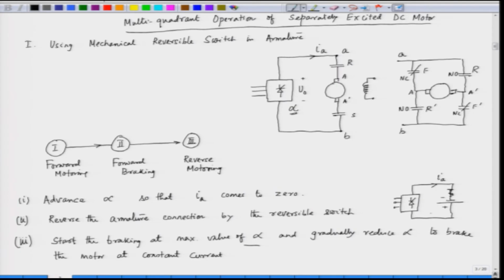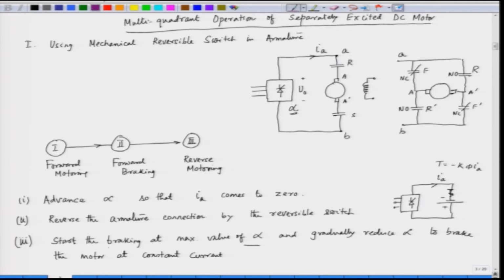The current is positive, but what happens to the torque? The torque in this case has reversed, because the armature connection has reversed. The torque in this case is given by minus k phi IA. Because the armature connection is reversed, we have a reversal of the constant. So, in this case T is equal to minus k phi IA. So, the torque becomes negative. When the torque becomes negative, the braking takes place.